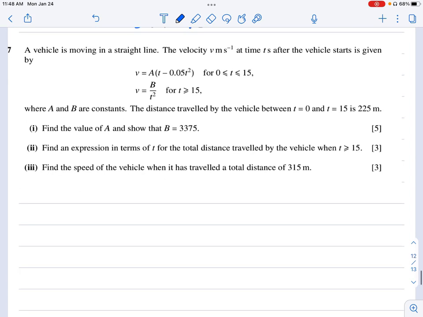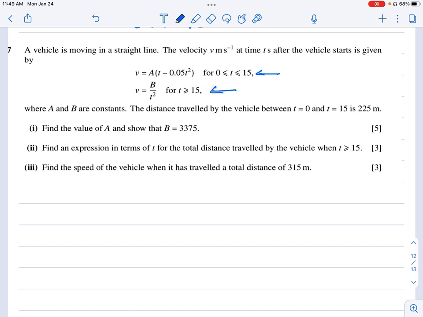Now coming to question number 7, the last question. The vehicle is moving in a straight line. The velocity v meters per second at a time t seconds after the vehicle starts is given by v = a times t minus 0.05 t squared for t less than 15, and v = b upon t squared, where t is greater than 15.